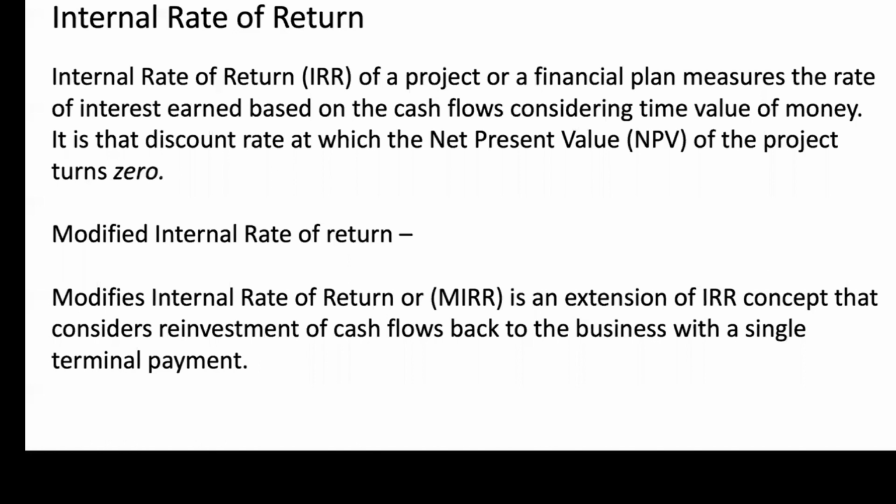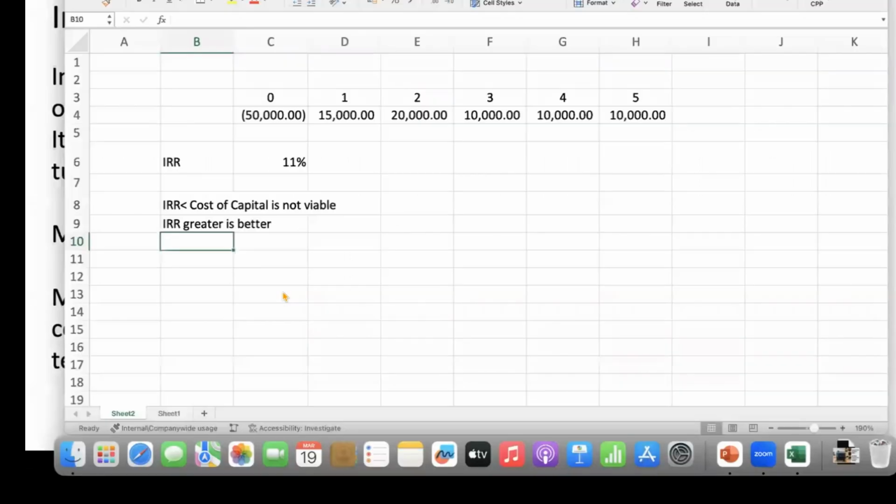We will try to understand now what is MIRR or modified internal rate of return. This is very similar to IRR, but the only difference here is the money or the return is not given back to the investor, rather it is reinvested back to the business. To elaborate this with an example, I will go back to Excel.